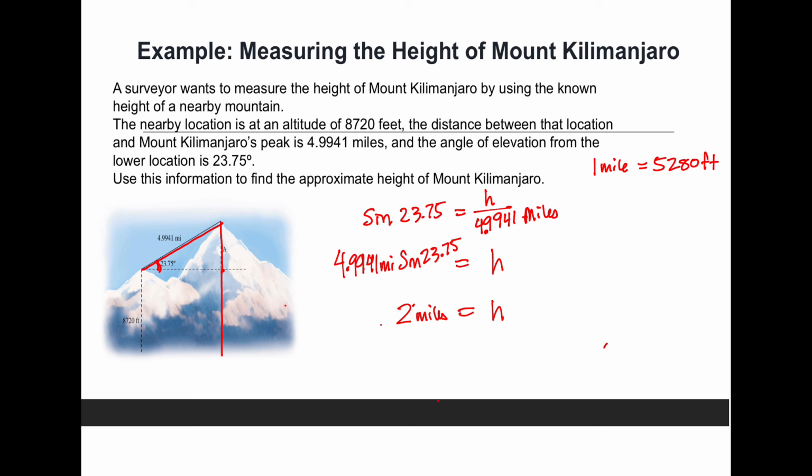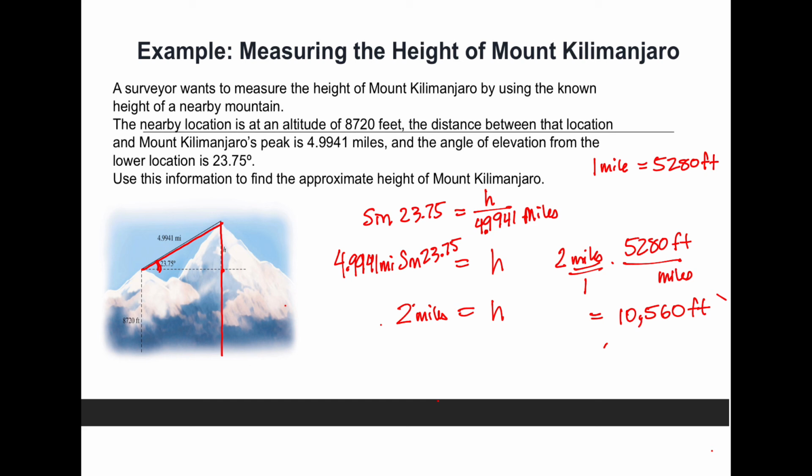So if I want to convert this over to feet, I'm going to take my 2 miles and I'm going to multiply it by something that gets rid of my miles. So I'm going to put miles in the denominator since miles is in the numerator here, and then 5,280 feet up here. To do it, I need to multiply 5280 by 2, and that'll give me 10,560 feet. That's a comma there.